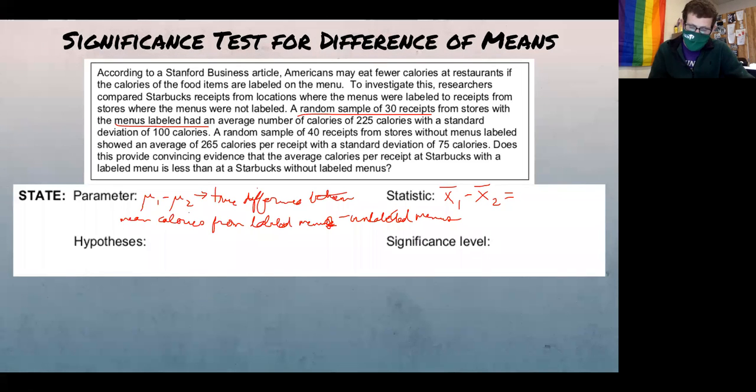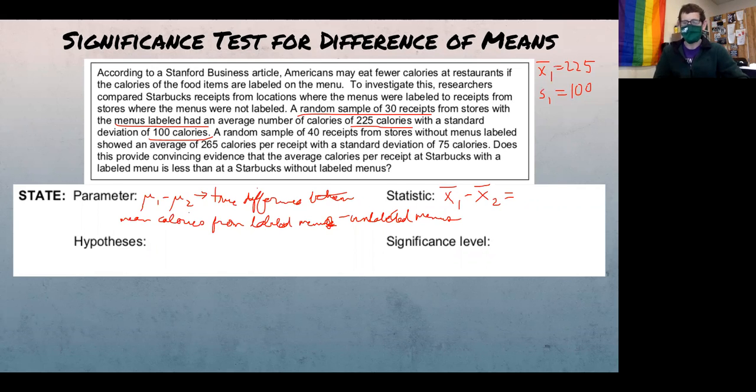So the sample mean from the labeled is 225. Maybe I could do this up here in the corner. I could say x bar sub 1 is 225. S sub 1 is 100. And again, if you're going back and forth to the prompt, you can find those numbers there. It does say standard deviation.